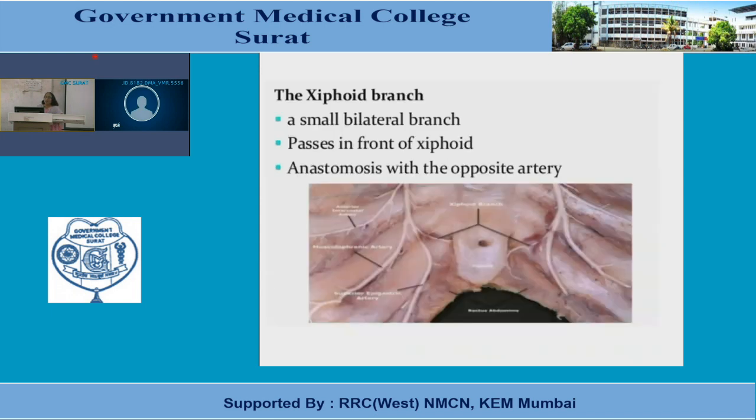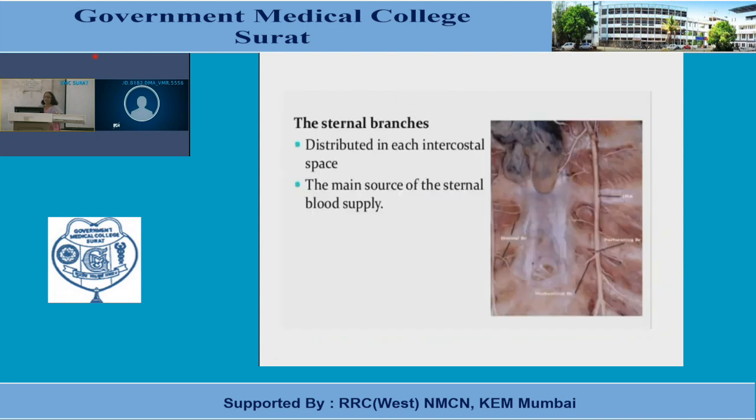Now the xiphoid branch, a small bilateral branch. You can see this is the xiphoid process. The xiphoid branch is visualized in the given diagram, right? It is a small bilateral branch which passes in front of the xiphoid process of the anterior chest bone, called the sternum, and anastomoses with the opposite artery. So this is one xiphoid branch of the ITA and this is the second branch of the ITA. Both anastomose with their fellow of the opposite side, and both are the xiphoid branches on either side.